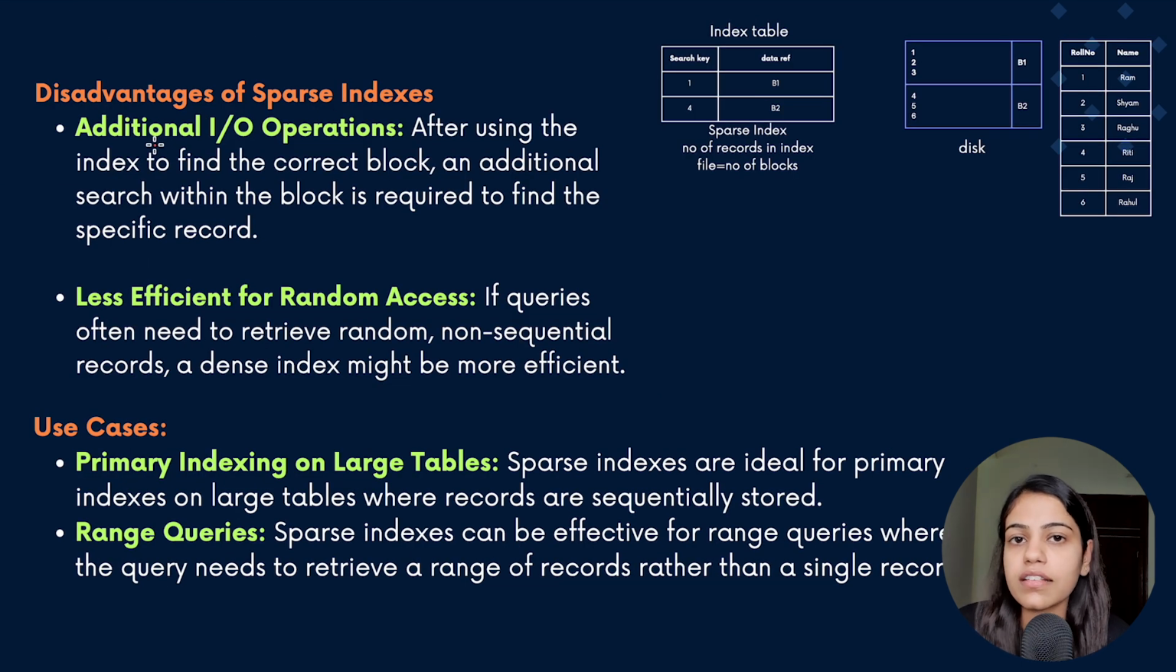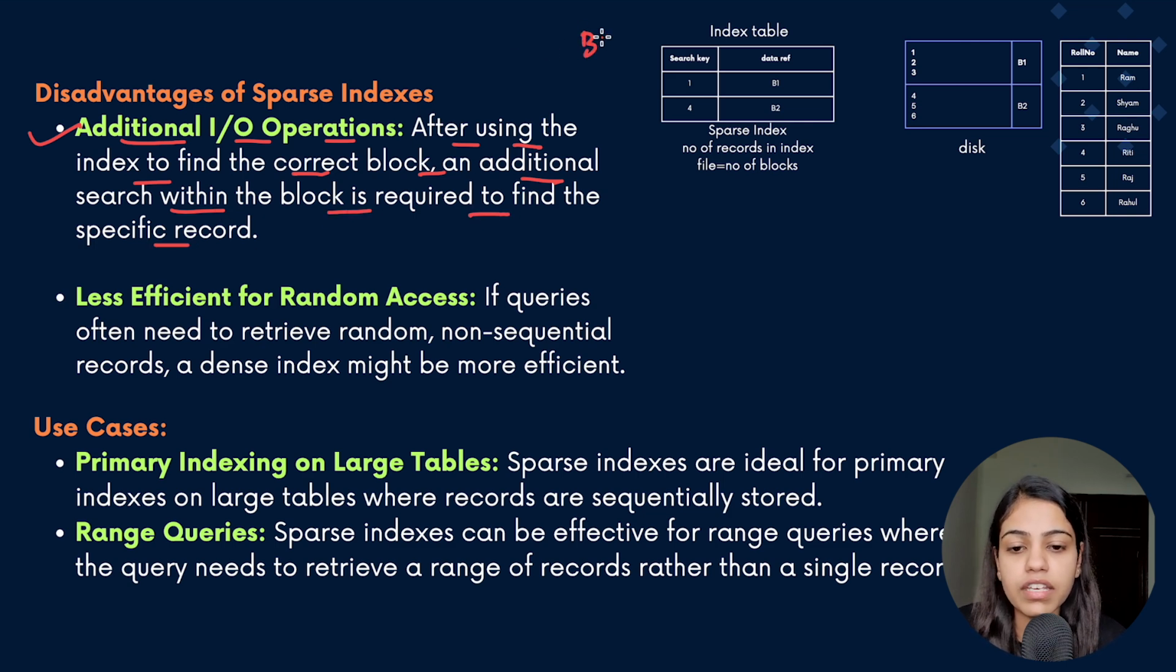So although the sparse index is helping us to execute our queries faster and get the results in a shorter duration of time, minimizing the disk access, there are some disadvantages of the sparse index. Now what are these? First, additional IO operations are involved. After using the index to find the correct block, an additional search within the block is required to find the specific record. So when we are searching for a specific key, consider I am searching for roll number 3.